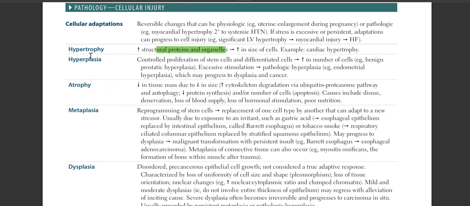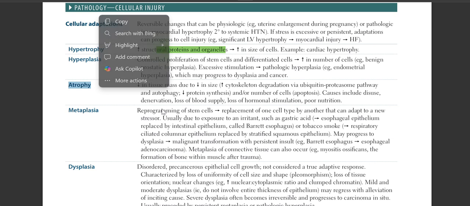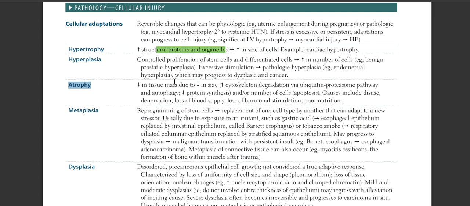Now, that was for hypertrophy and hyperplasia. Now, what about atrophy? You're decreasing the actual mass. Here, they've defined it as mass of the tissue. If you want to decrease the mass of the tissue, you will have to do both things: decrease the size and also decrease the number.